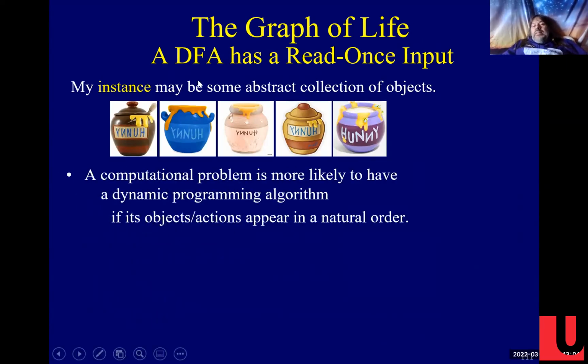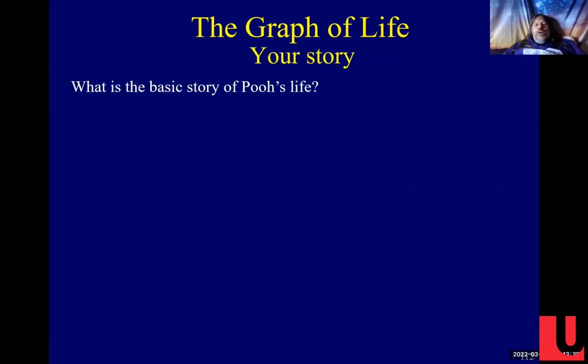One of the reasons dynamic programming tends to work is that a computational problem is more likely to have a dynamic programming algorithm if there's some innate order to the objects as they appear. So we can look at them one at a time without remembering so much about the past, just like in greedy algorithms. We move through them one at a time, making decisions with minimal information about the past. So here, topological order.